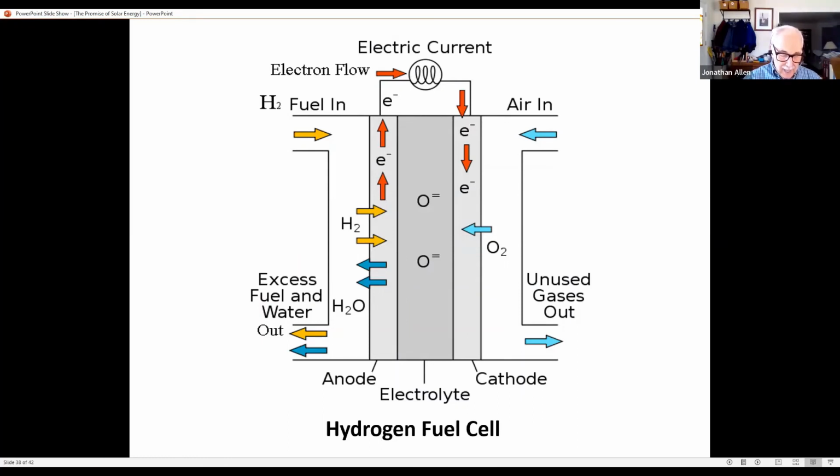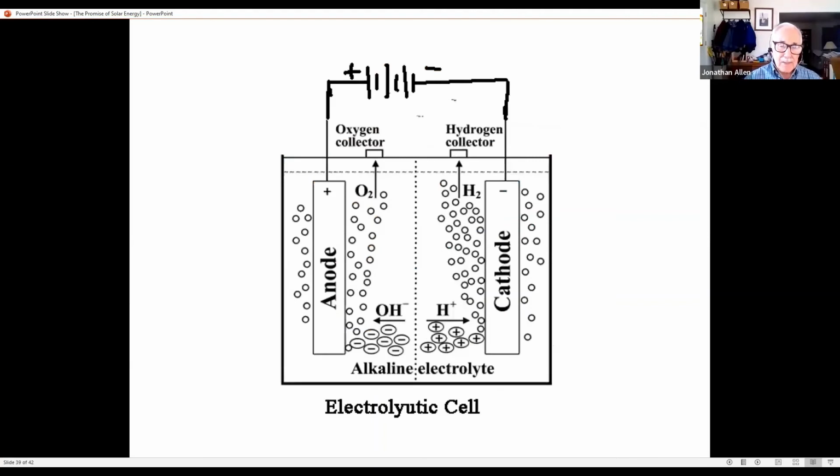We can reverse the reaction through electrolysis. And here's your electrolytic cell, where you have your battery, the power source, which provides DC to it. The oxygen bubbles out here, the hydrogen bubbles out here, and you collect it. Feeding in energy to split water into hydrogen and oxygen this way is how you make your energy storage.